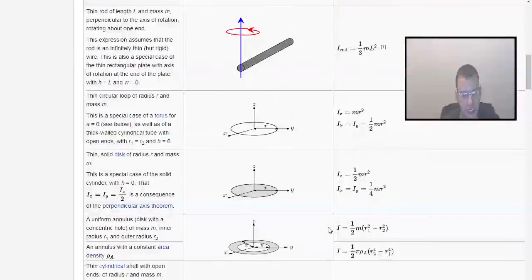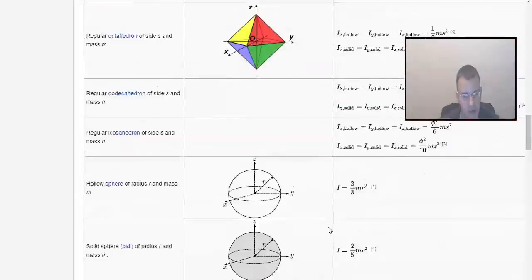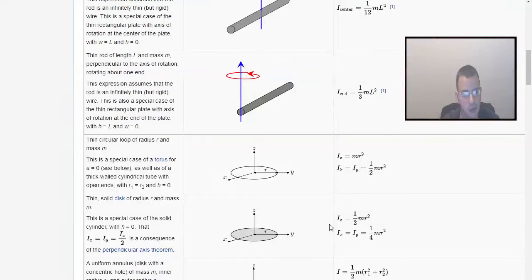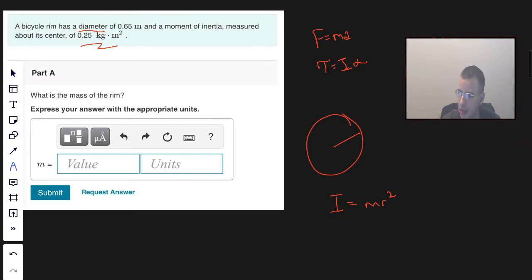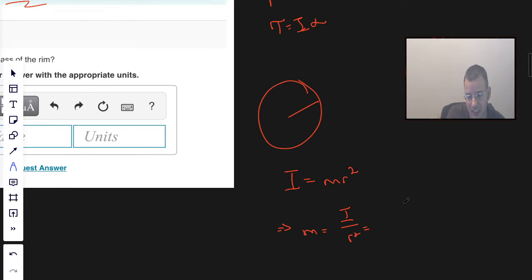So the shape we're going to work with is, do they have a hoop? I assume they have a hoop. A circular loop, mr squared, which is the same idea as a point. So not too bad, we can do that. So mr squared, rearranging this, we get m equals I over r squared, which I'm going to rewrite, saying that r equals diameter over 2, because we're given diameter. And so we get I over (d over 2) squared.